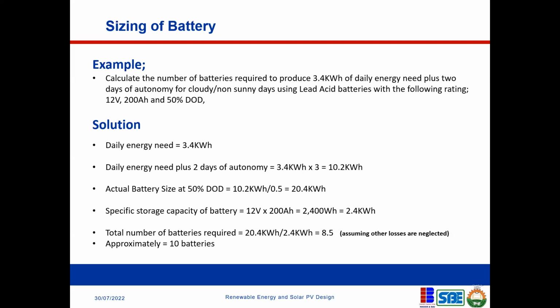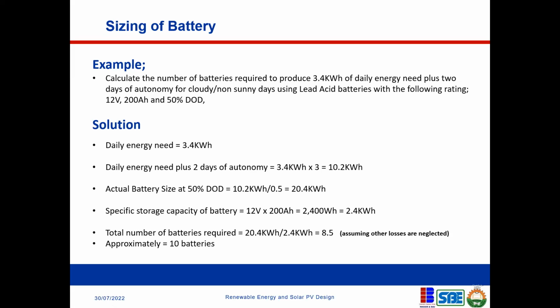I said that the approximate number of batteries we need is 10 batteries, assuming the system is a 24 volt system. But if it is a 12 volt system, you can still use 9 batteries. If it's a 12 volt system and your battery is 12 volts, you can use any number of batteries that you like. So that is another determinant of the number of batteries that you use for your system.